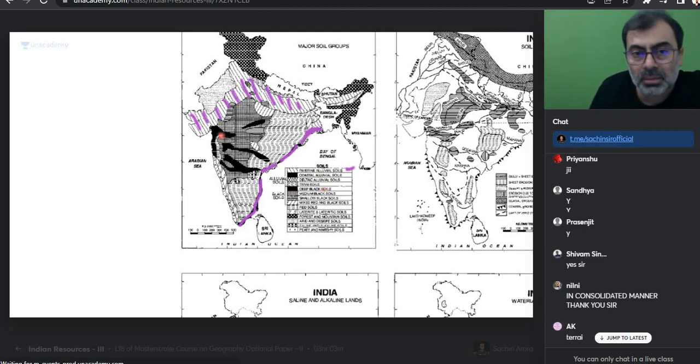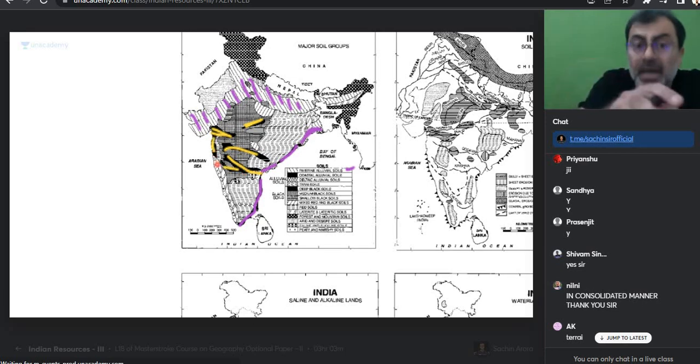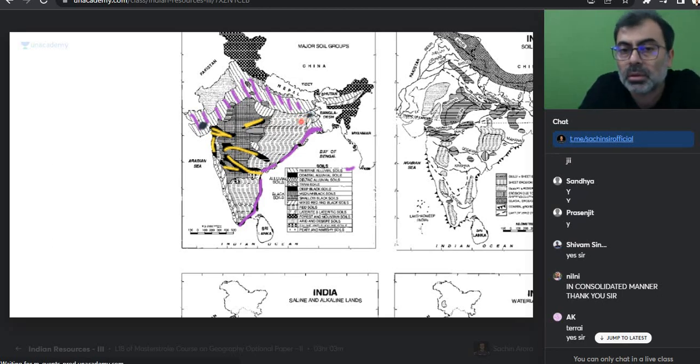Black soil. Can you see these are black soils? Can you see river valleys? In fact, we have added more black soil. हमने तो यहाँ भी डाला. We have added more. Yes or no?